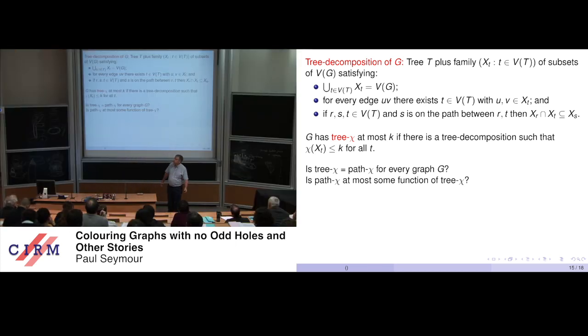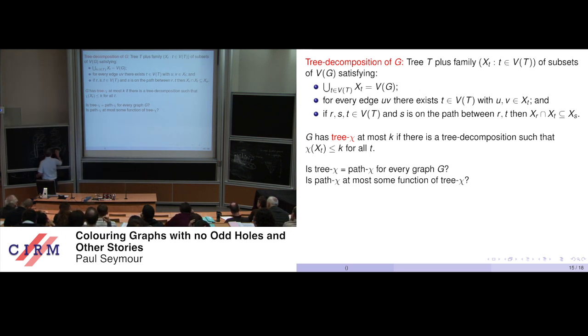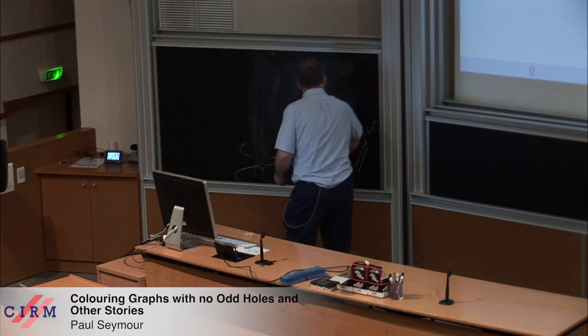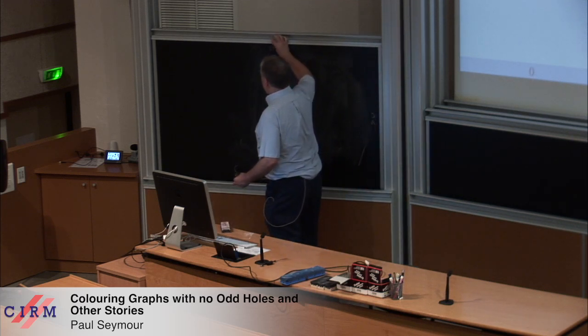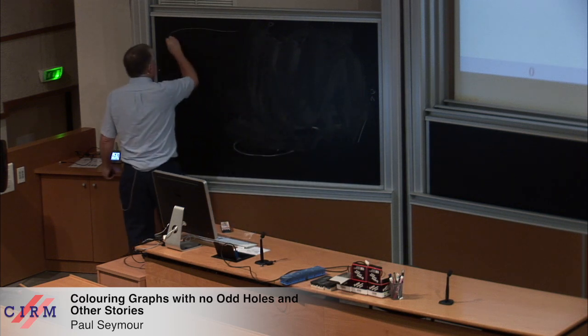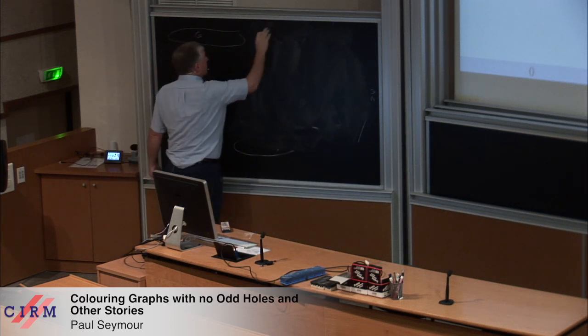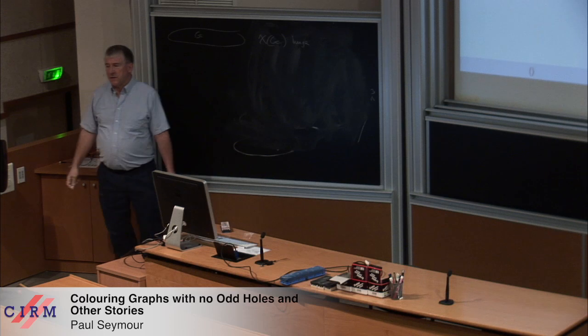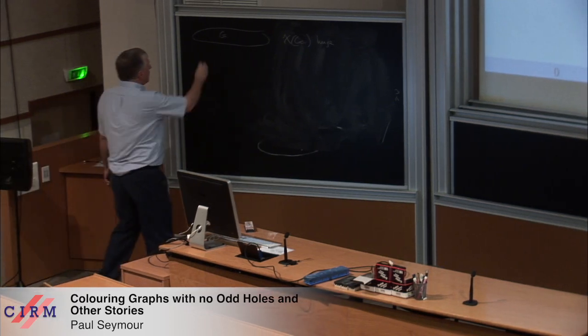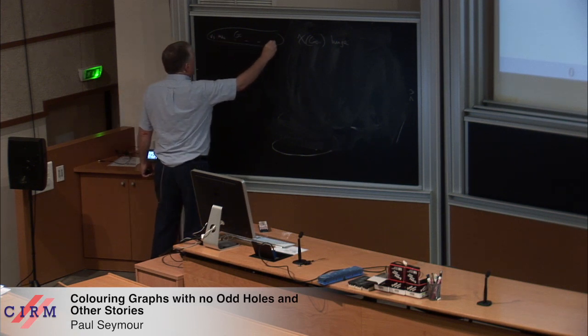Let me just, I think I've got a couple of minutes. Let me give you an example. It's not too easy to think of a graph with big chromatic number and small tree chromatic number. Let me show you a nice one. So take a graph G with huge chromatic number, right? A million. That's huge, right? And order its vertices V1, V2, up to Vn.